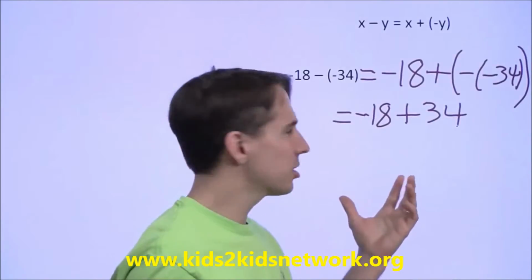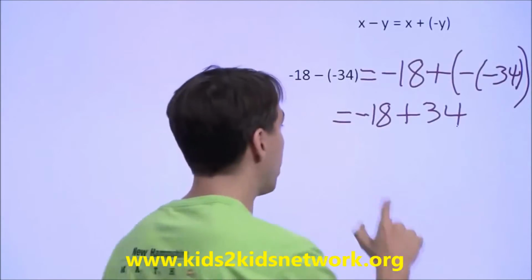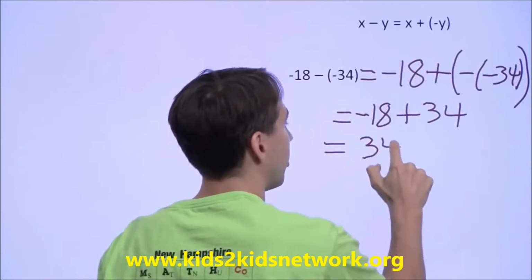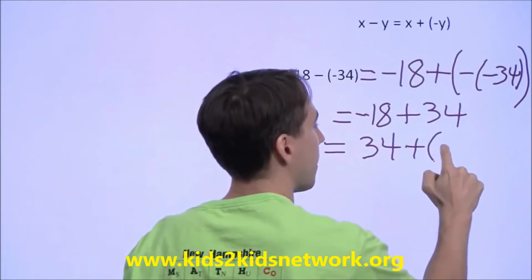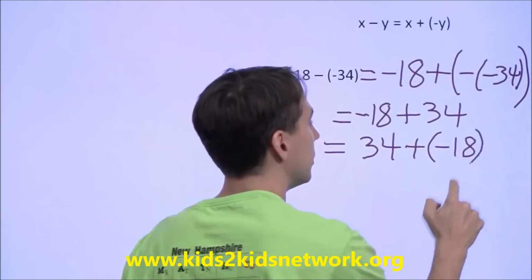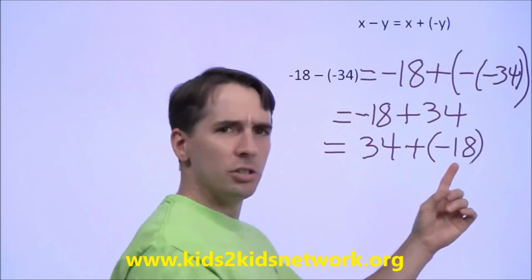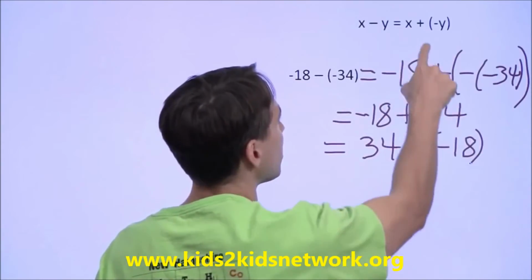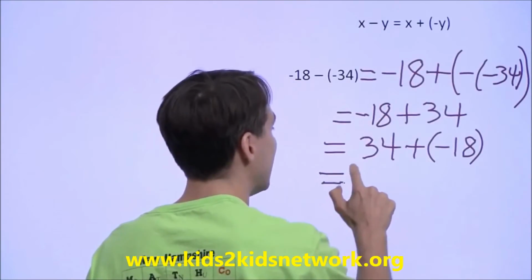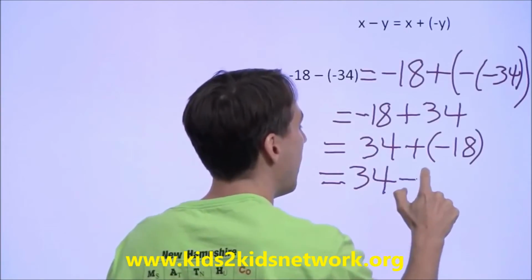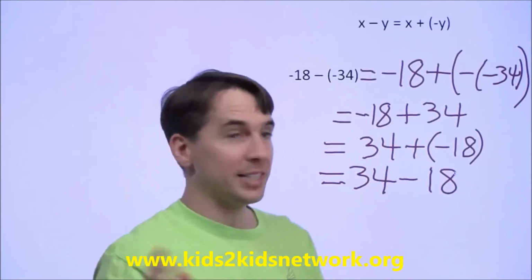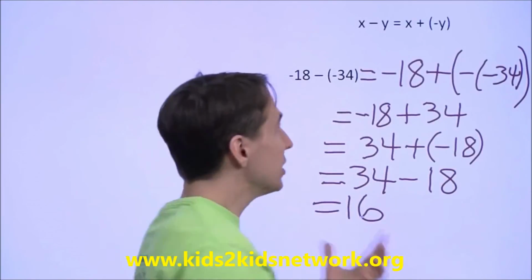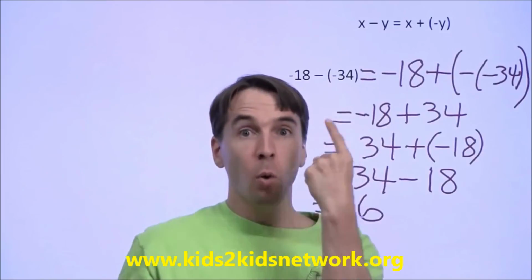Now, how do we handle this? Well, we can use the commutative property of addition to reverse the order here and write this as 34 plus negative 18, and the addition of a negation, that's subtraction. We just use our rule again. 34 plus negative 18 is the same thing as 34 minus 18. Of course, 34 minus 18 is 16. And we're done. We can handle these complicated subtraction problems with just one rule.